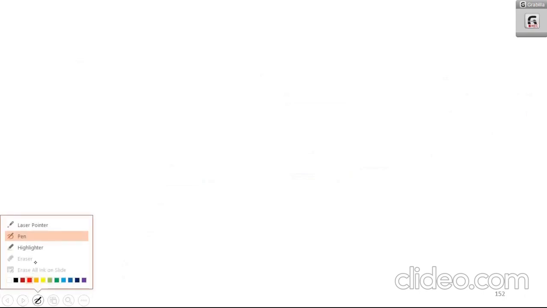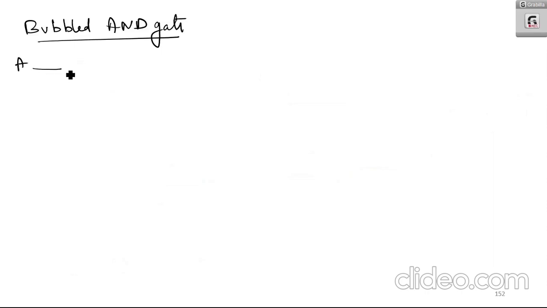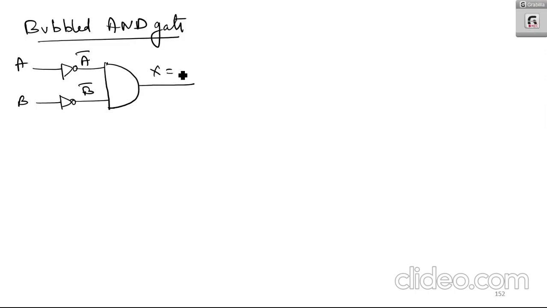Next one is bubbled AND gate. Coming to the bubbled AND gate. Okay. So if I am drawing the figure of the bubbled AND gate, A is complemented, you will get A bar. B is complemented, you will get B bar. Both are given to the gate. And what is the output? X is equal to A bar dot B bar.